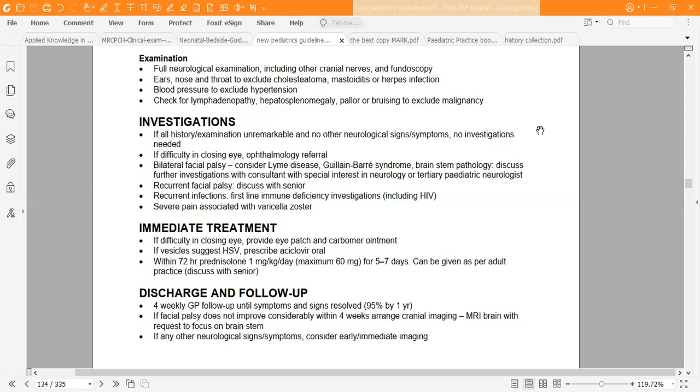Recurrent facial palsy, discuss with the senior. If it's recurrent, it's on and off, so you have to discuss with your senior.